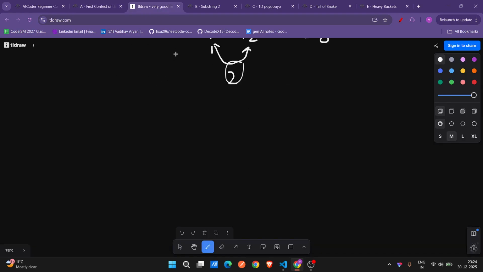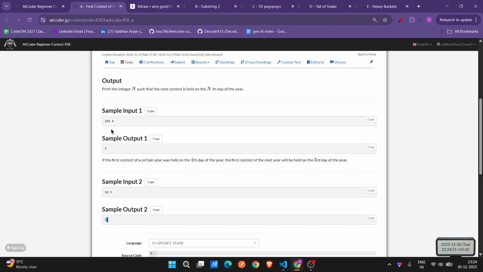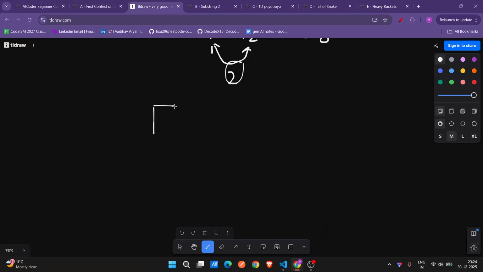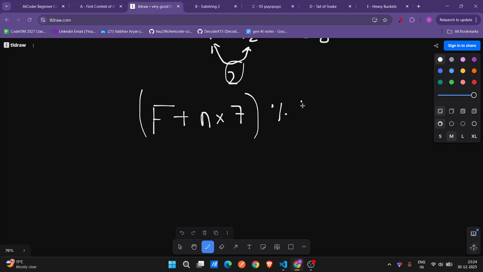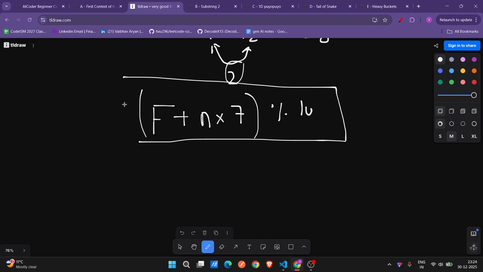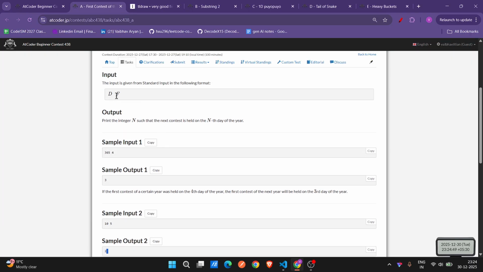So what the solution is, simply, if this is the value of f, the solution will be f plus n into 7, modulus 10. Okay, so this is the solution. So basically you have to find this value, and when this value exceeds 10, you do the modulus with the x, you can see here d.